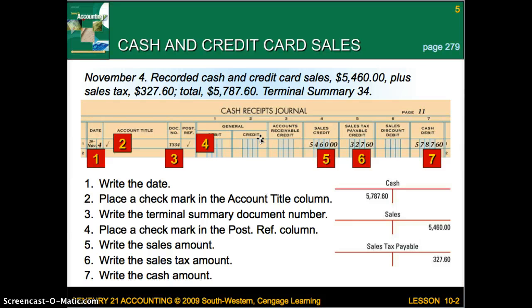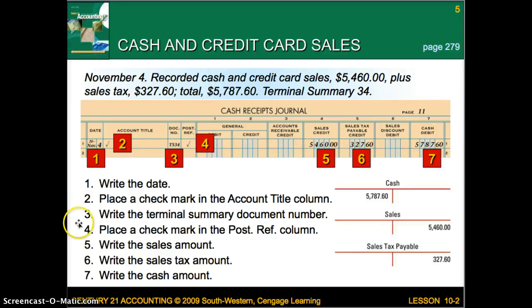On November 4th, we recorded cash and credit card sales of $5,460 plus sales tax $327.60 to total $5,787.60 on terminal summary 34. So we're going to write our date in. When it says record cash and credit card sales, all you're going to do here is write a check mark. You don't need to write a column title.